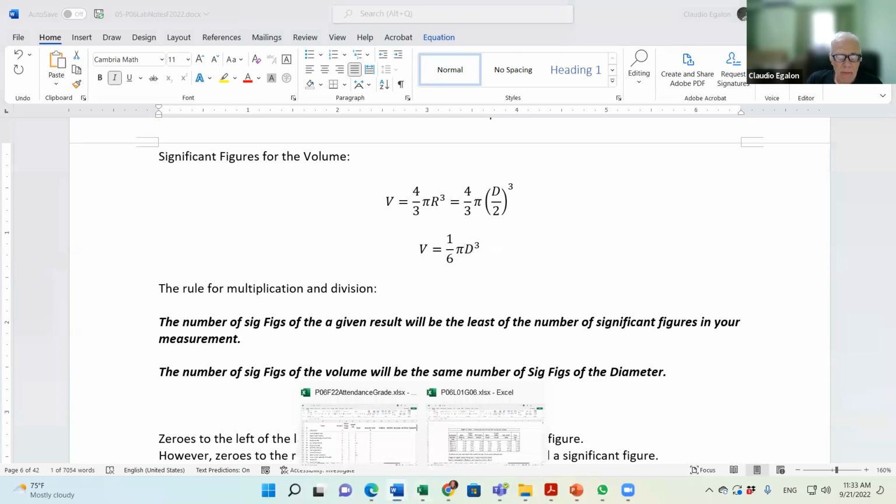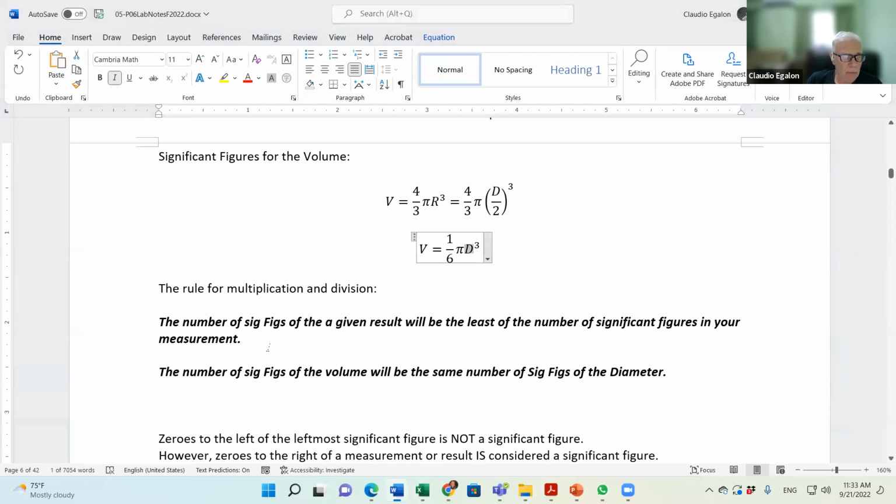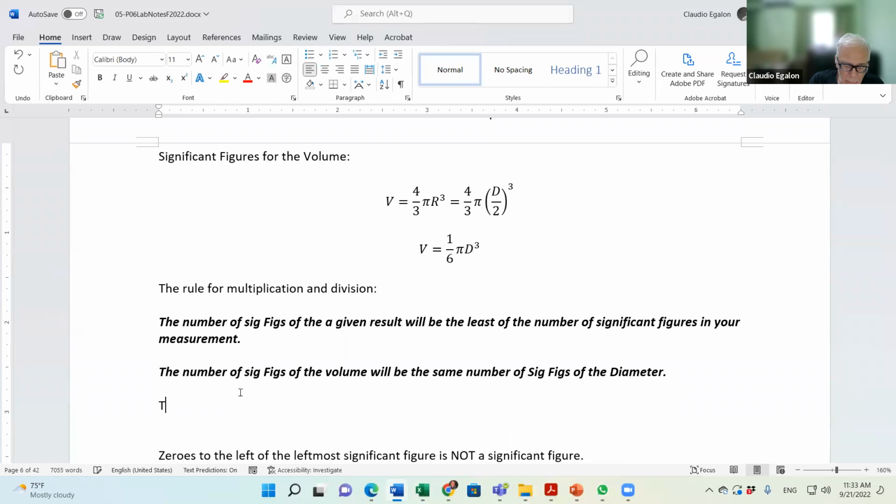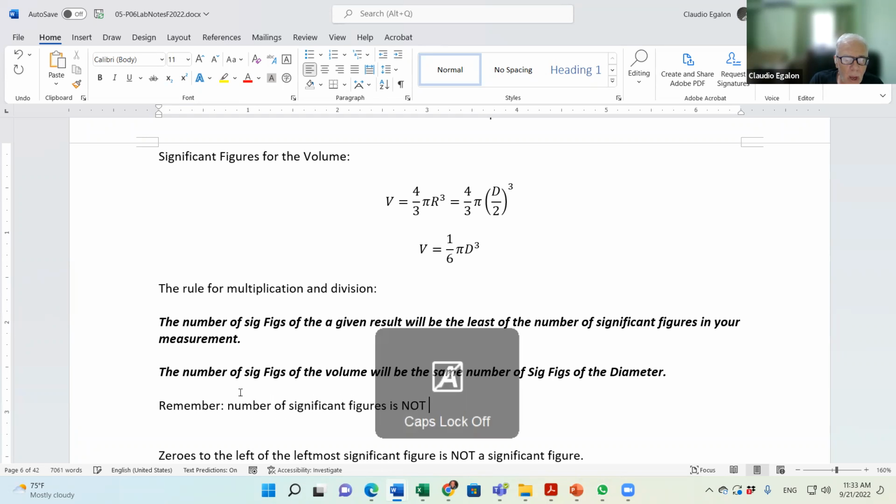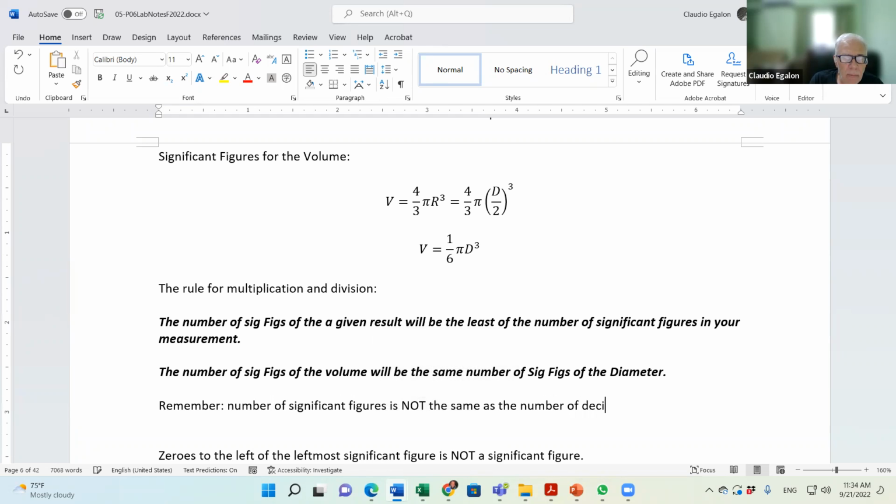Remember, the number of significant figures is not the same as the number of decimal places. Students usually confuse one with the other.